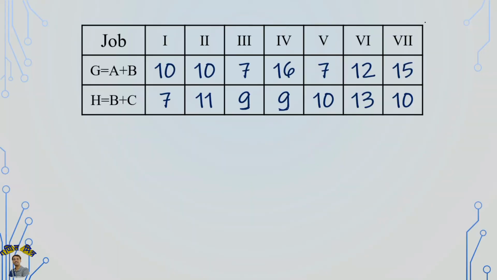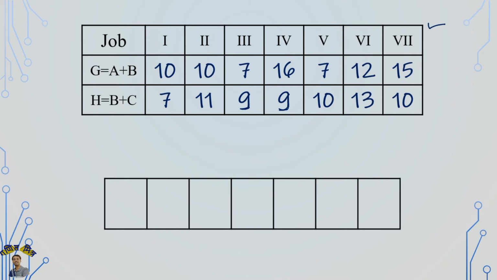Here it is. Now there are total 7 jobs, so I am going to make 7 different boxes, one for each job, to form the sequence. Now the left side is for machine G and the right side is for machine H. Okay, so let us start.